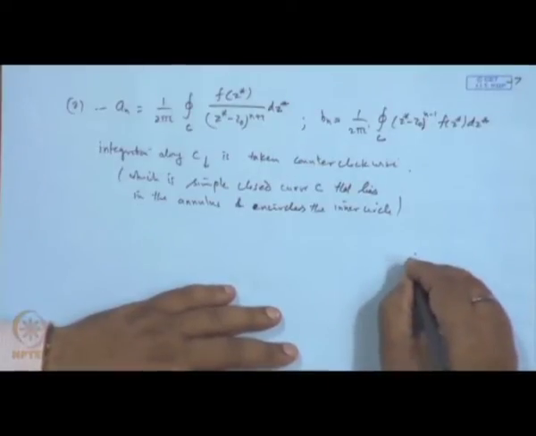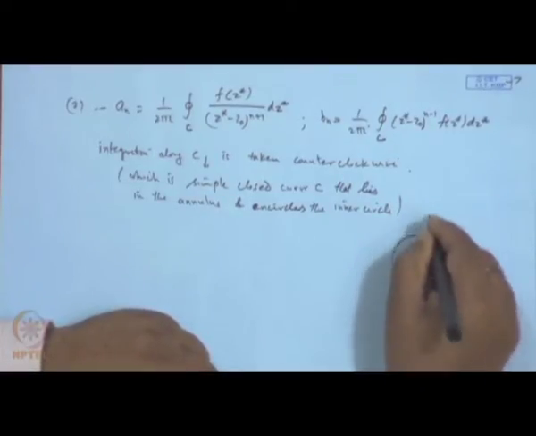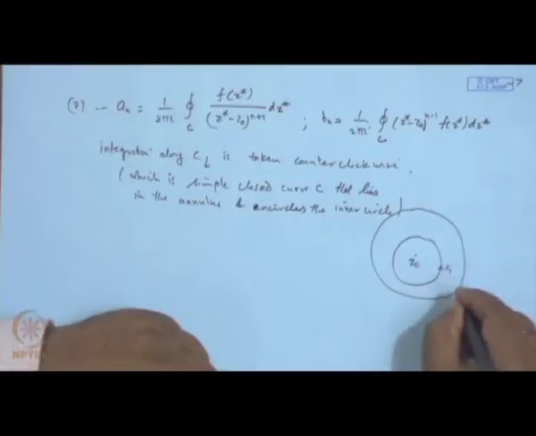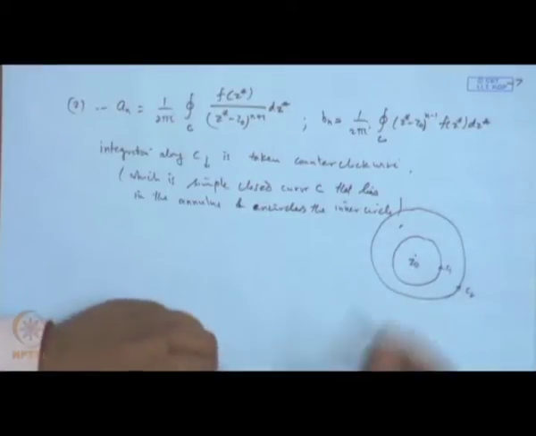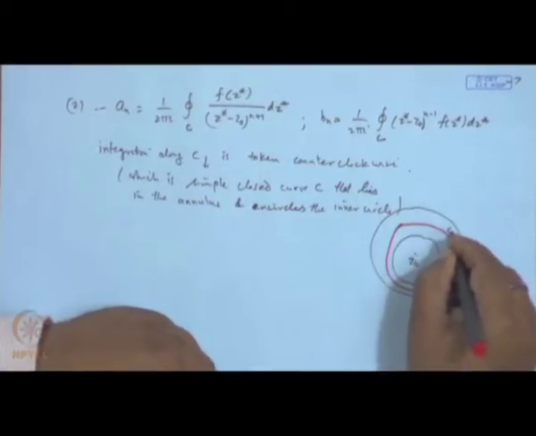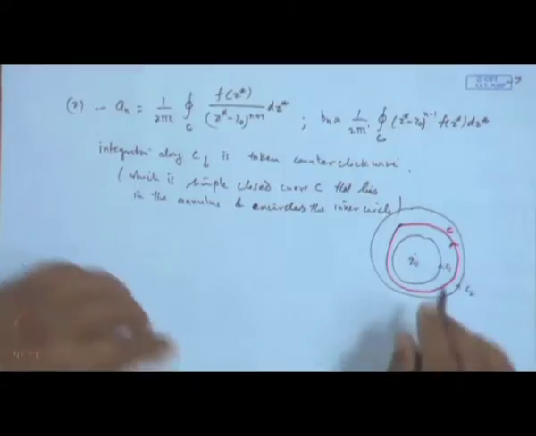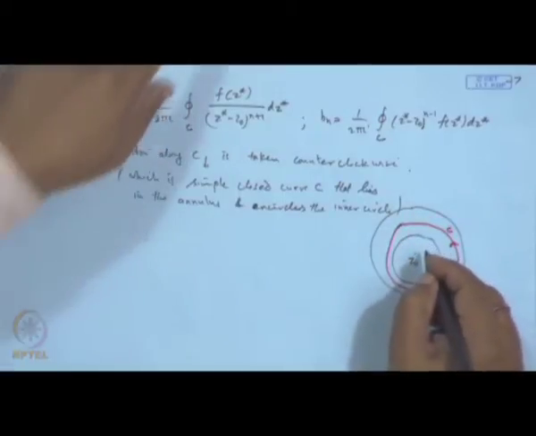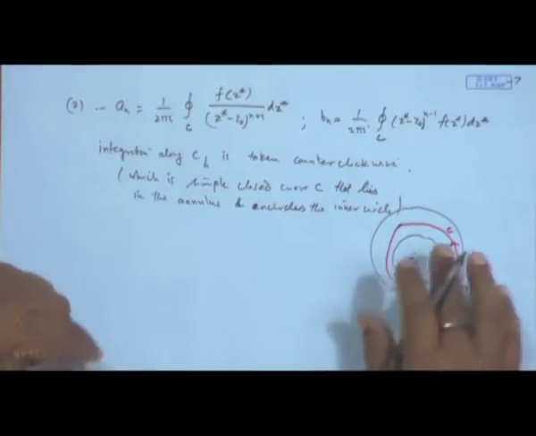Suppose this is the point z naught where the function is not analytic, and we have two curves, one is c 1, the other one is c 2. This is c, which lies inside the annulus and encircles the inner circle c 1 like that. So, function f z can be expressed in the form of the positive and negative integral powers of z minus z naught, which we call a Laurent series expansion of this function.